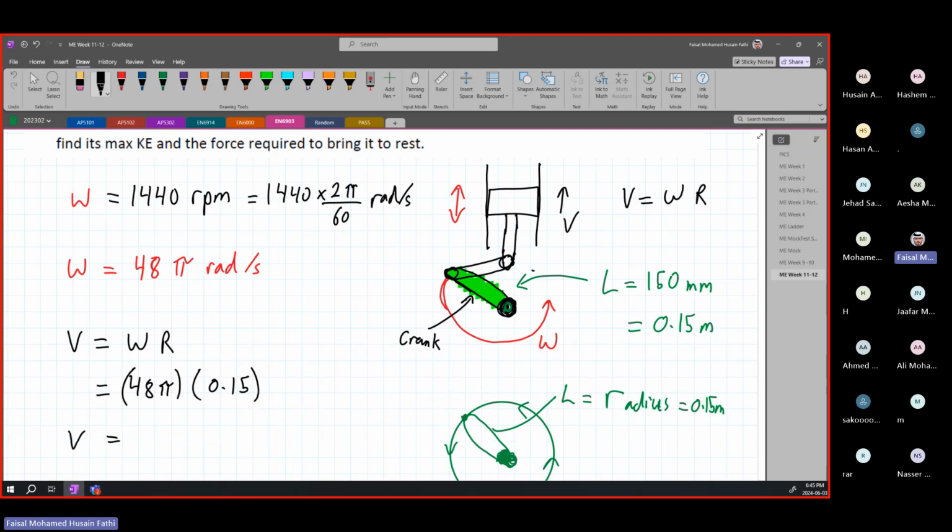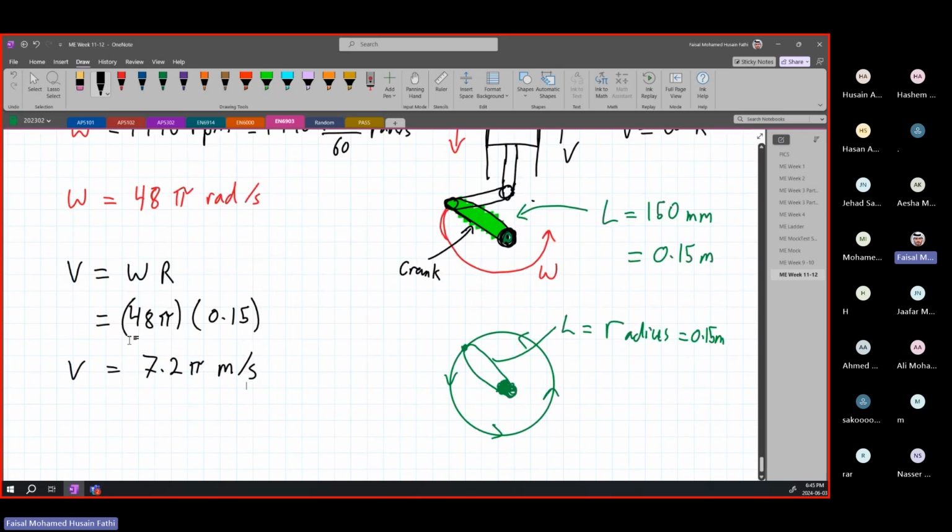So our V is going to be equal to 7.2 pi meters per second. Again, you can just convert it directly to 22 over 7 or something like that, but I like to keep pi here in my calculations. Why did we find our velocity? What's the point of finding our velocity here?